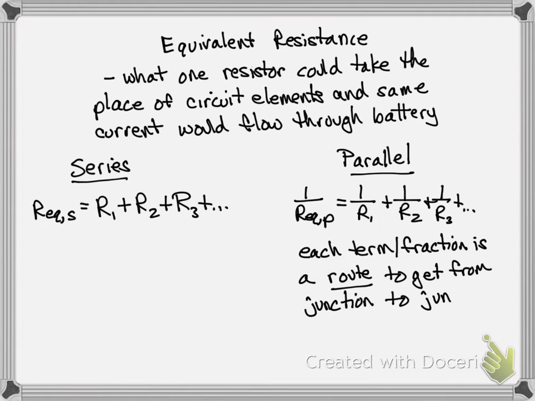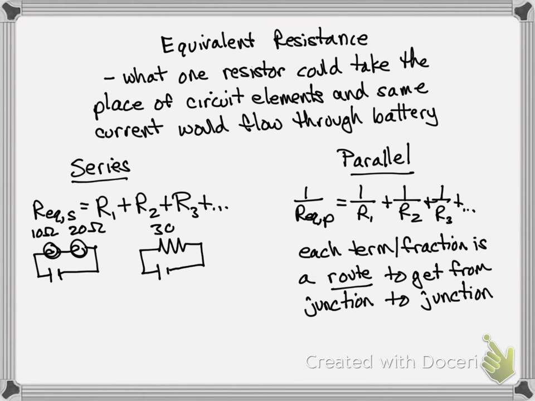Each fraction or term there, terms are separated by a plus or minus sign, is a route to get from junction to junction for parallel. For parallel, it's not how many bulbs there are. Sometimes it works out to be the same thing, but it's how many paths, how many routes to get from junction to junction.